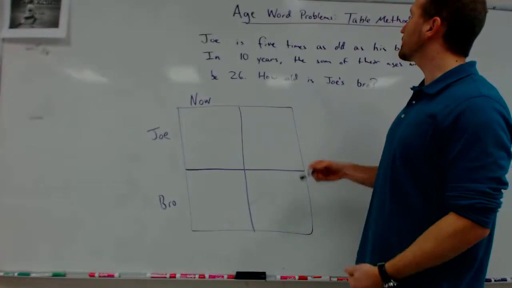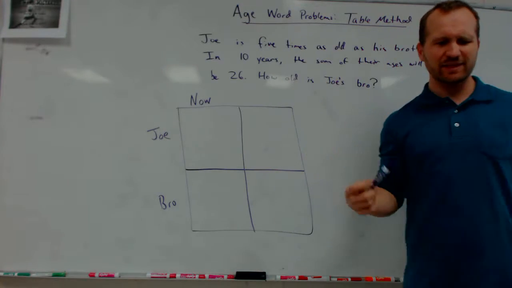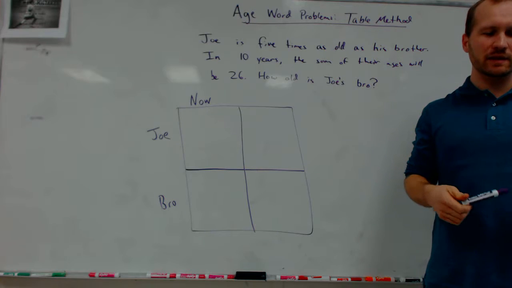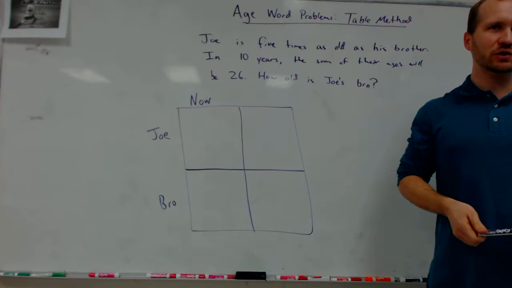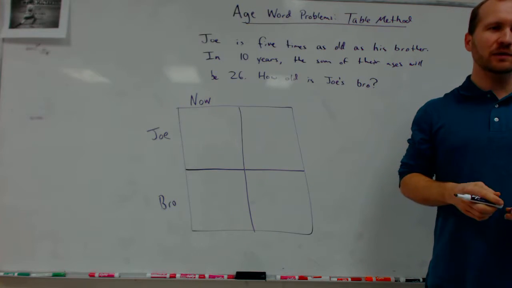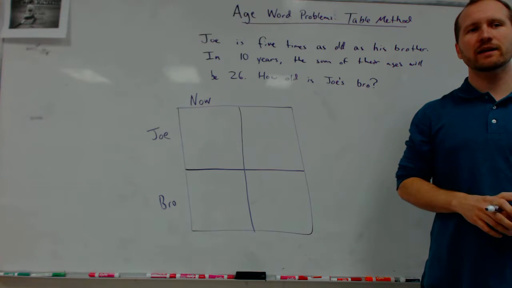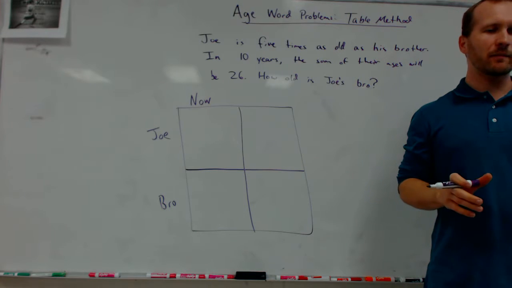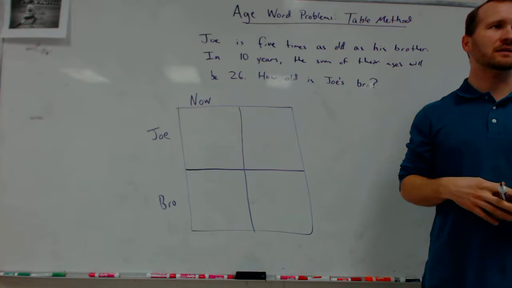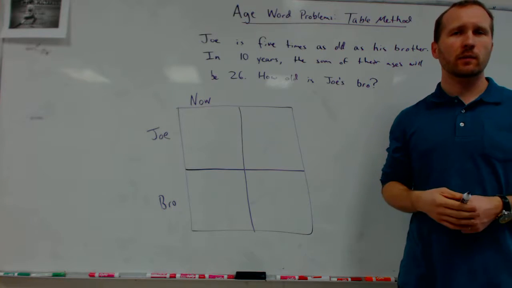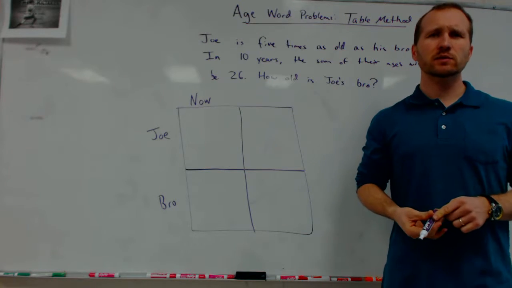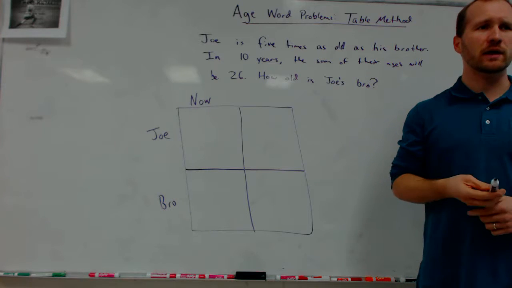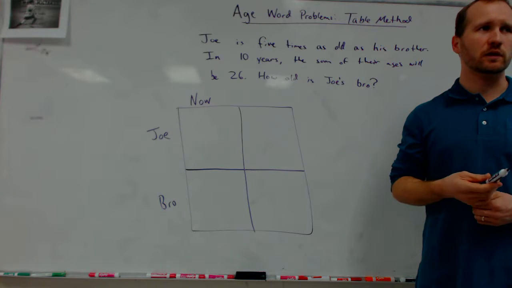Age word problems. So I call this the table method. I think, as far as I know, that Gary made this up. I'm not 100% sure. If I had been given a problem like this, I would solve it using something called systems of equations, but we haven't learned that yet. So once we do, I'll come back and mention how you could solve these with systems of equations.